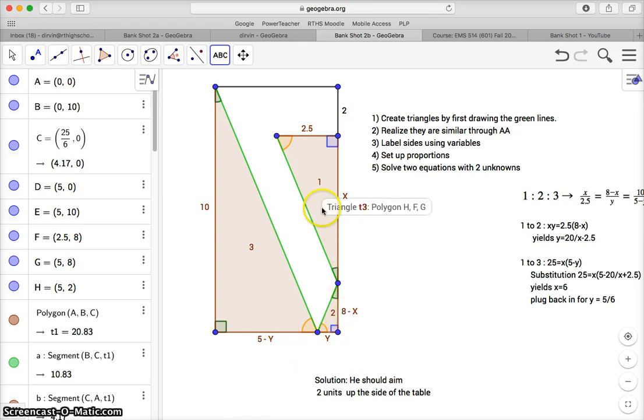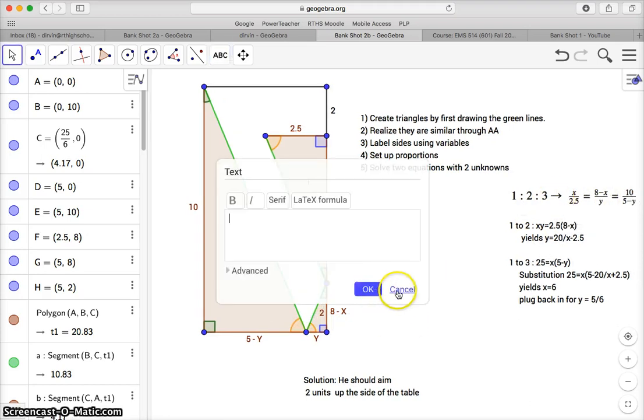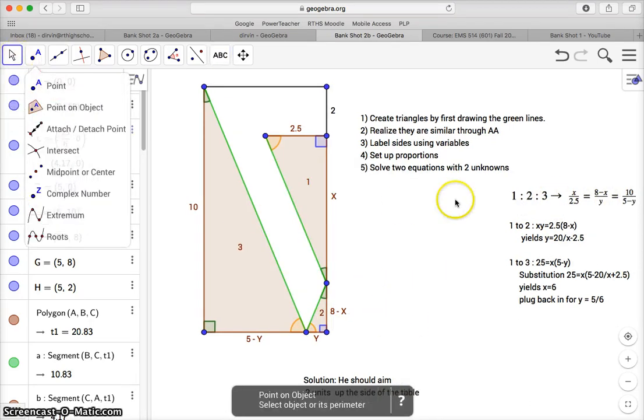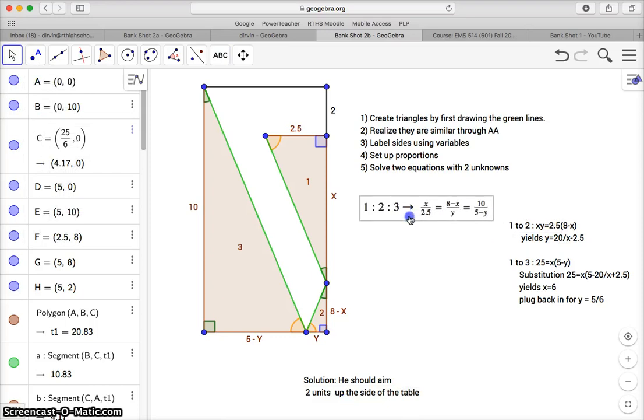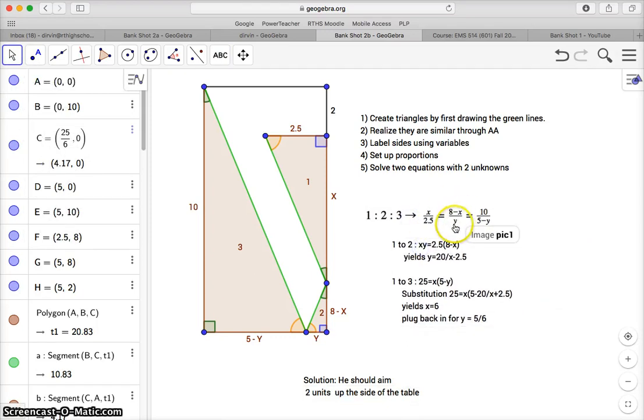Then I have 3 triangles, 1, 2, and 3. I set up proportions with each of those triangles. And so then I cross-multiplied with those, and I came up with a couple equations and just substituted into them to solve. And so I got the same thing, that he should aim 2 feet up from the edge of the table right here. Great.